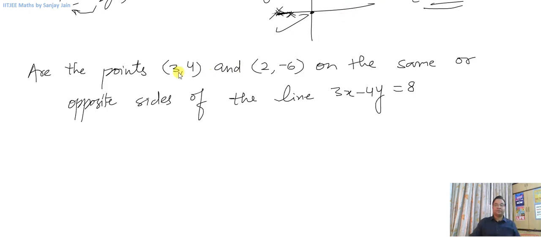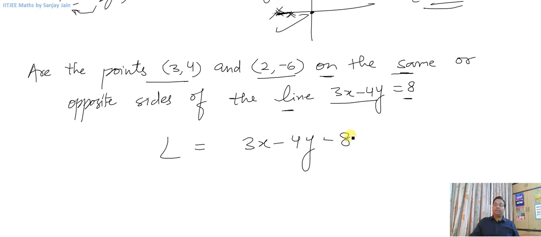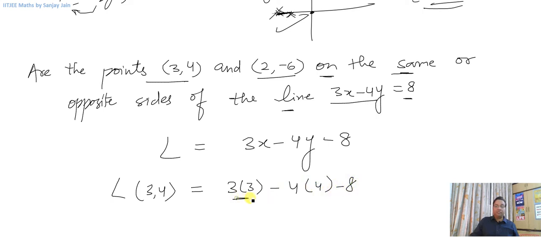So the question is, are the points (3, 4) and (2, -6) on the same side or opposite sides of the line 3x - 4y = 8? So the line that we are talking about is 3x - 4y - 8. Now, if I put (3, 4) here, what will be the value? 3 into 3 minus 4 into 4 minus 8. So this is 9 - 16 - 8.